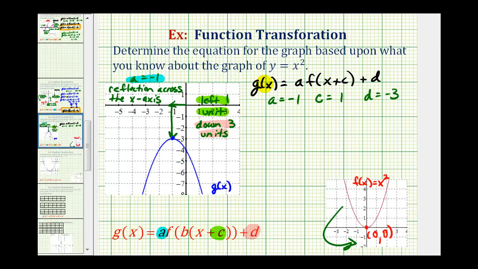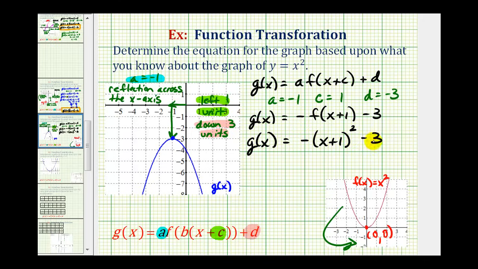So we can write g of x in terms of f of x as g of x equals -1, or just negative, f of the quantity x plus 1, minus 3. But remember, f of x is equal to x squared, so we can write g of x as g of x equals negative the quantity x plus 1 squared, minus 3. This would be the equation of our transformed blue function.